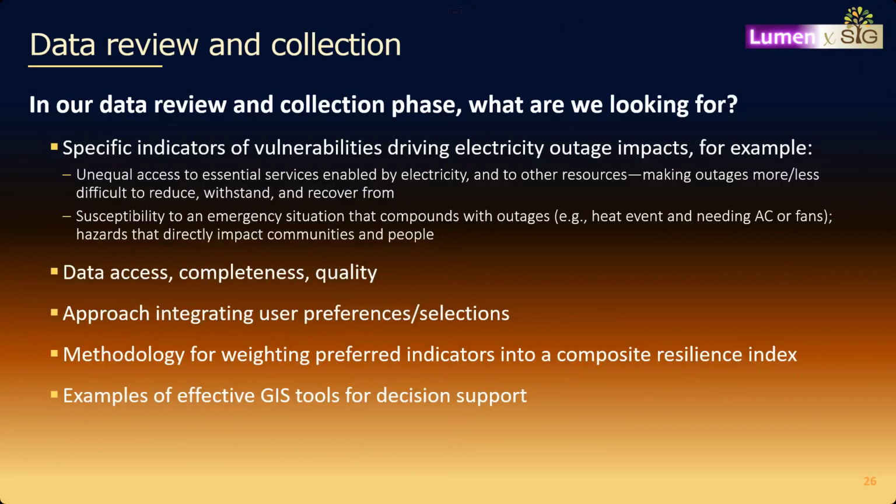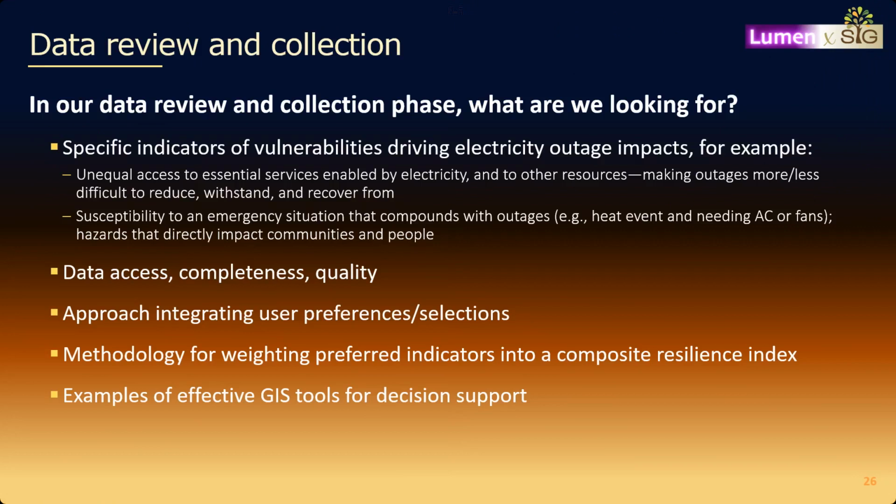In our data review and collection phase, we are looking for a few things. One is specific indicators of vulnerabilities driving electricity outage impacts. For example, indicators that show unequal access to essential services enabled by electricity and to other resources, that would make outages more or less difficult to reduce, withstand, and recover from, thinking of the resilience trapezoid. Indicators that show a susceptibility to an emergency situation that would compound with outages. For example, if you have a heat event and you need AC or fans, you need electricity for that. These are hazards that directly impact communities and people, not just outages.